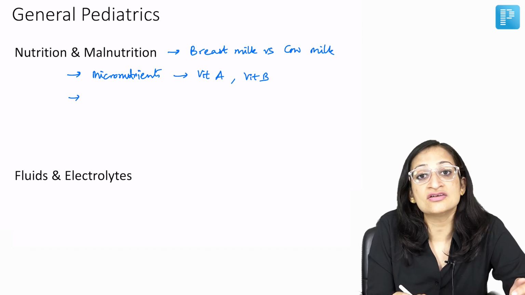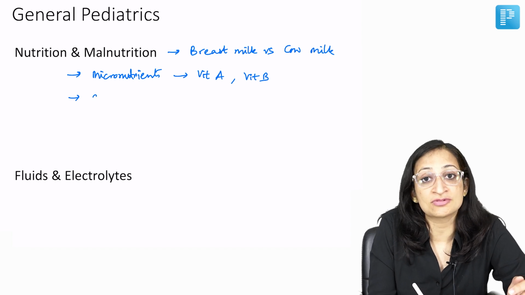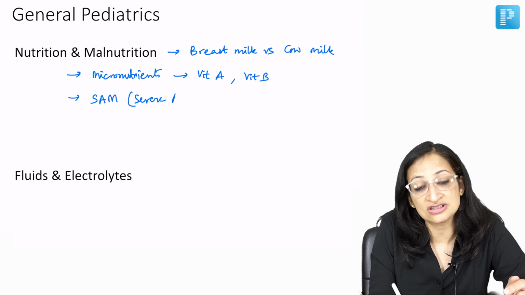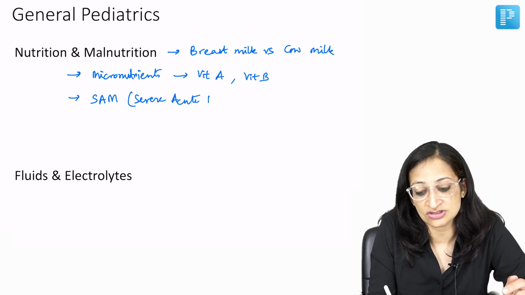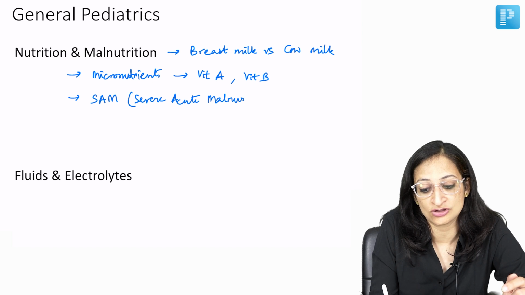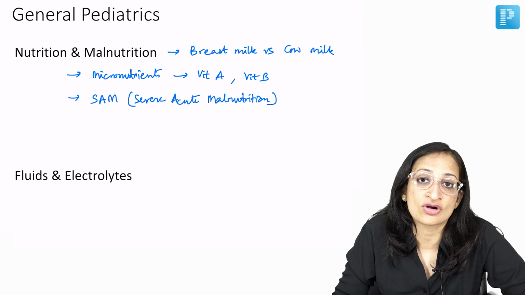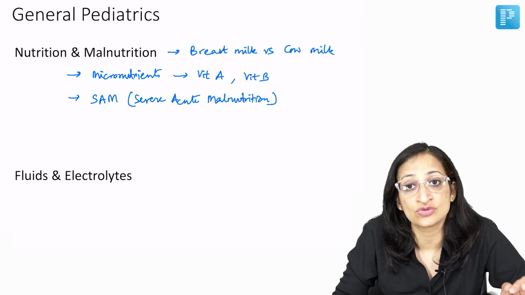Okay. Another very important topic that you get from this chapter is SAM, severe acute malnutrition. N number of times in the NEET-PG exam, you have got questions on the definition of severe acute malnutrition, the complications of SAM. Okay, so very, very important to have an idea about severe acute malnutrition.